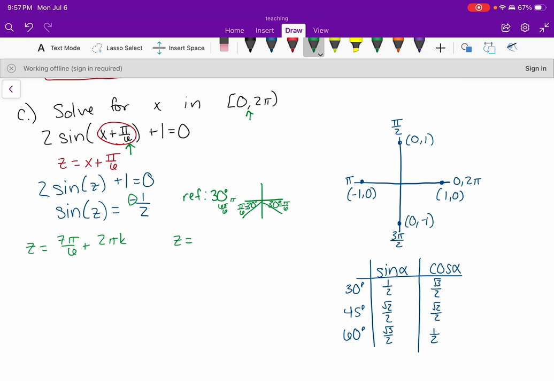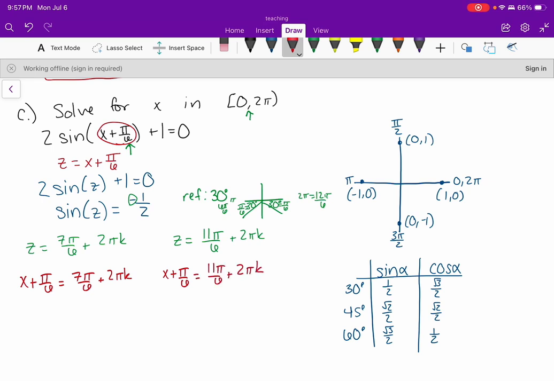And then I have z equals quadrant 4. This would be 2 pi or 12 pi over 6. So if I subtract pi over 6, that'll give me 11 pi over 6 and plus 2 pi k. Now I'll replace that x plus pi over 6 back in. To solve this, I can subtract pi over 6 from both sides.